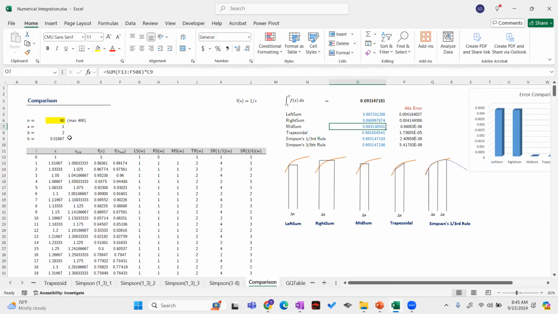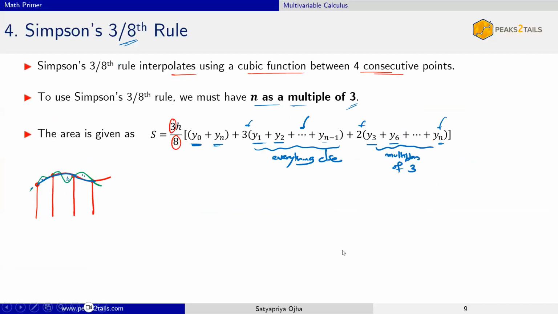There is one special algorithm that I need to cover, which is called the Gaussian Quadrature. Extremely, extremely powerful stuff. You will see the level of accuracy.